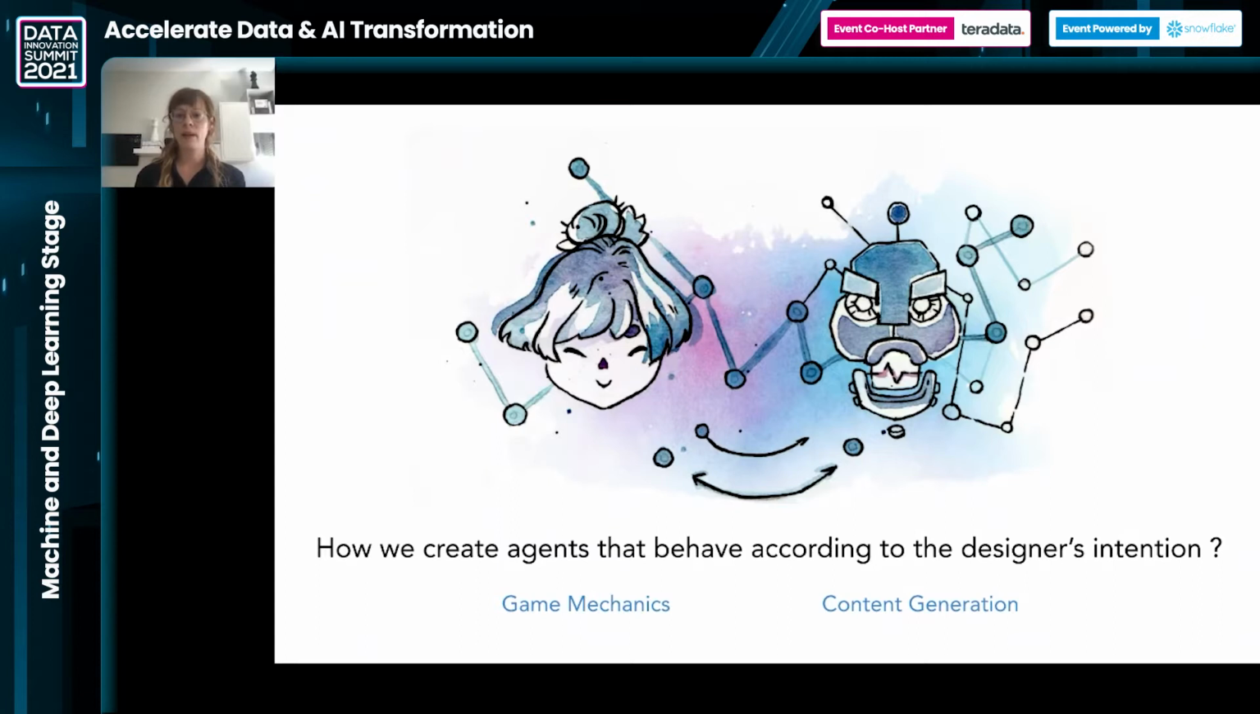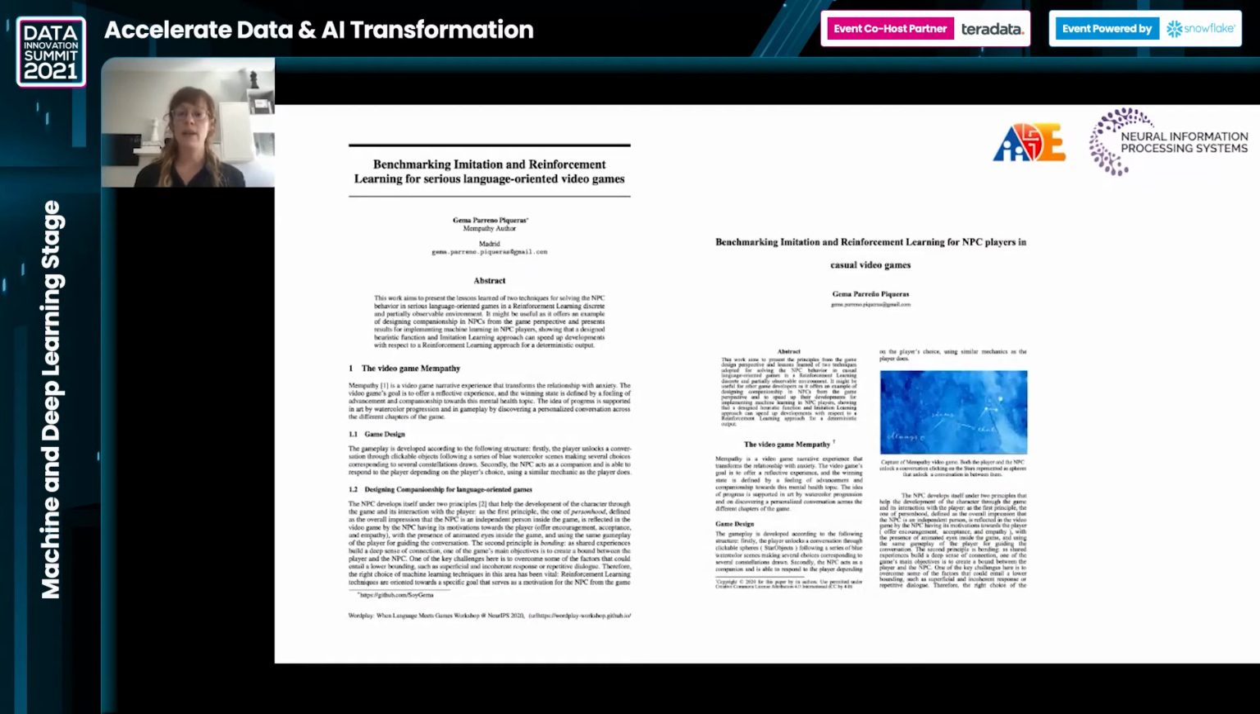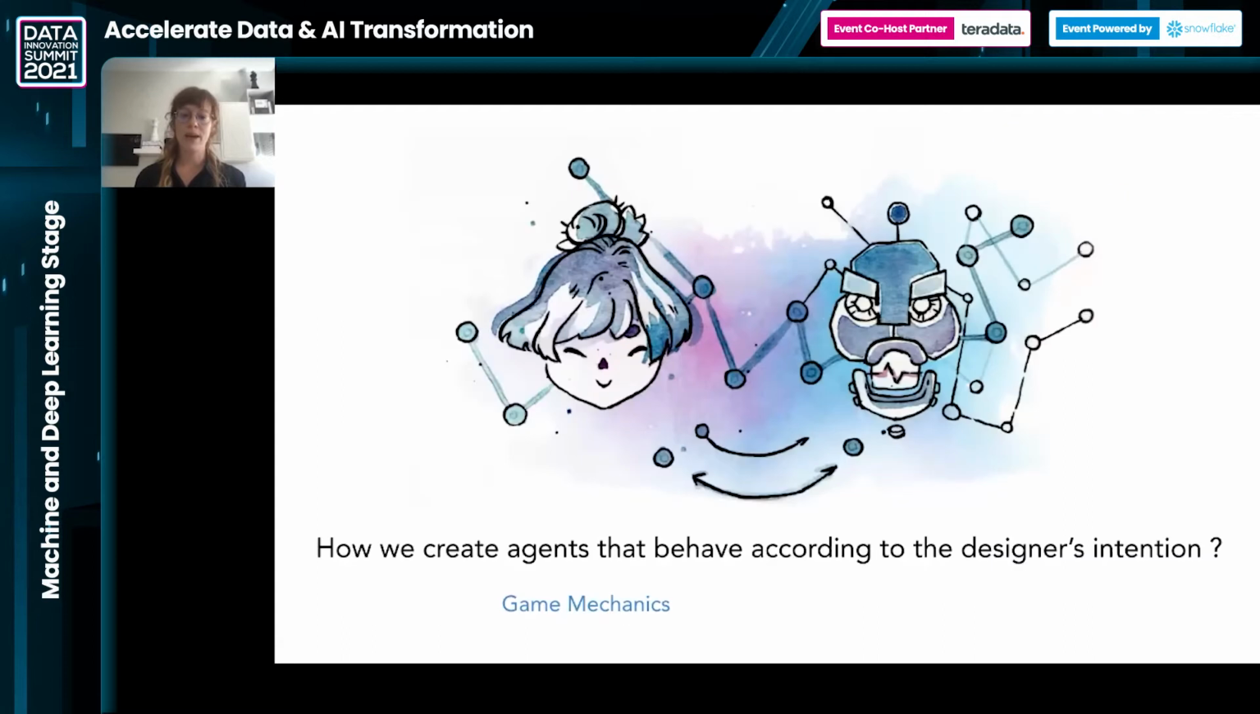Building a game is an iterative process, and so is building an NPC using artificial intelligence. The previous explorations of this project have led us to use reinforcement learning and imitation learning in video games, and have been published in several conferences such as ADE and NeurIPS. So going back to this research question about alignment, we're going to explore first how the game mechanics influence the gameplay.